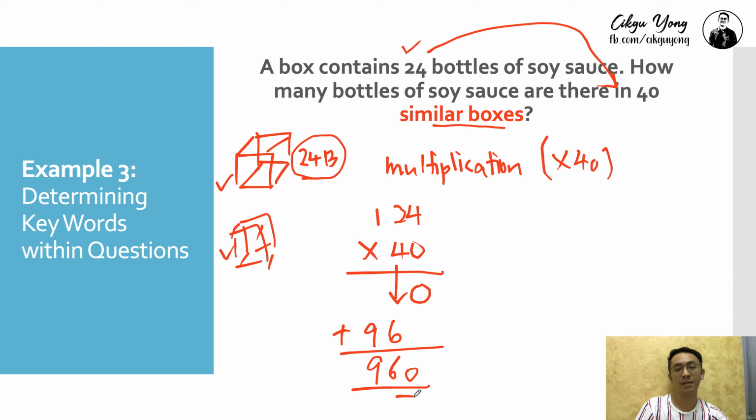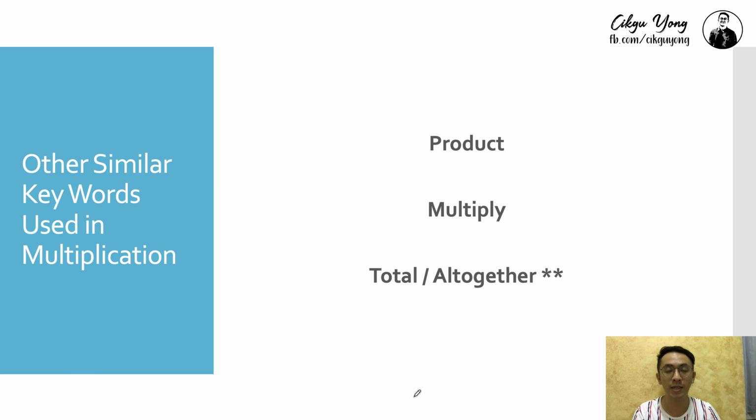All right. So besides similar boxes, similar students, these are some of the keywords that I can find while solving mathematical questions involving multiplication. Whenever the question is asking you what is the product of value A and value B, definitely it is a multiplication. Or even, if you were to receive a more direct statement, multiply 5 by 3, it is just 5 times 3 equals 15.